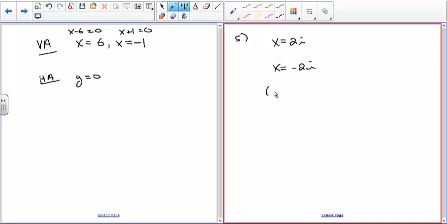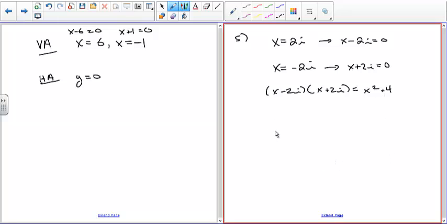Now the corresponding factors are what I get if I set this equal to 0. So this is going to be x minus 2i equals 0, and this is going to be x plus 2i equals 0. So these are the factors. What you do is multiply these two factors together, and you'll get x squared. The inner and outer cancel out. The last is negative 4i squared, which is plus 4. So that's the quadratic part.